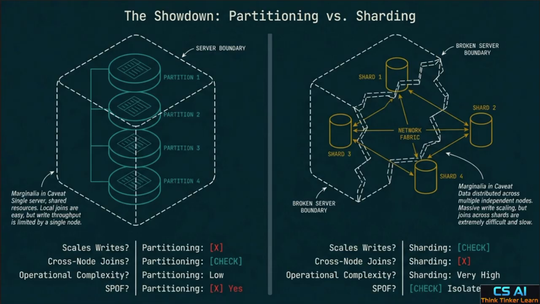So the showdown, partitioning versus sharding. Partitioning is internal, low complexity and easy for joins, but it doesn't scale writes. Sharding is external, high complexity and breaks cross-shard joins, but it gives you true horizontal write capacity and isolated failures. Knowing when to trade one for another is a core skill of a senior architect.